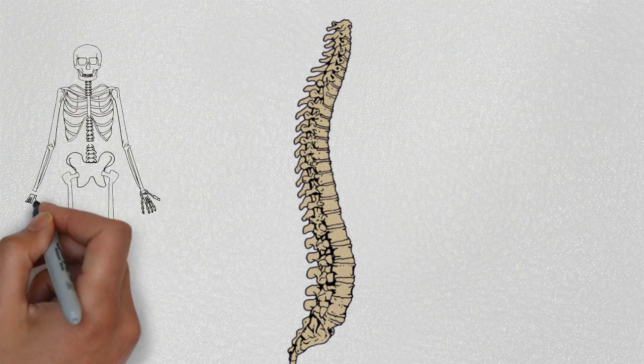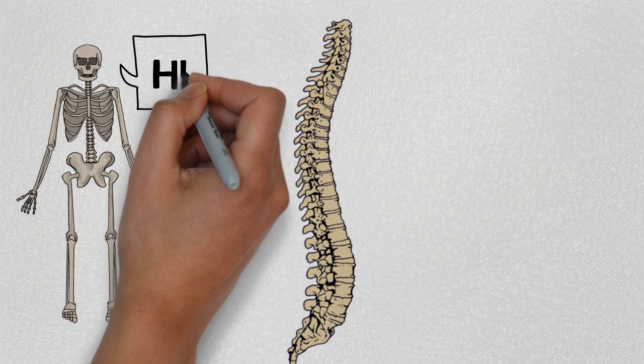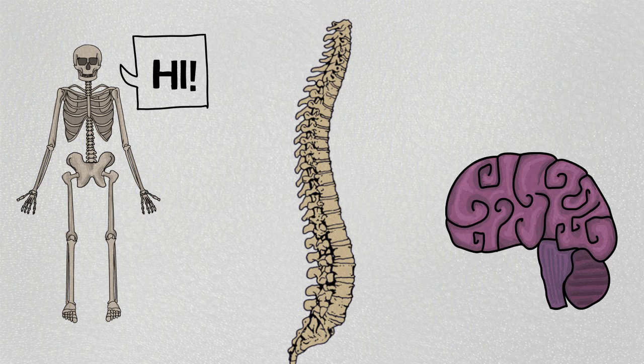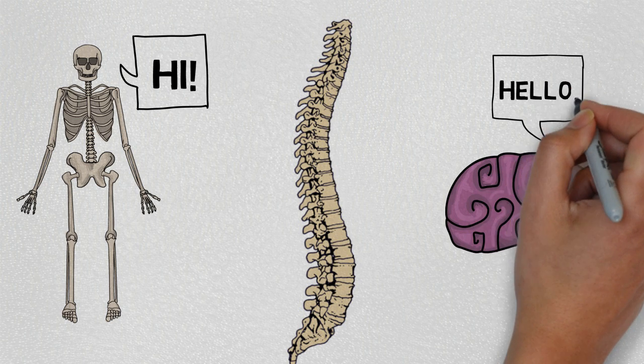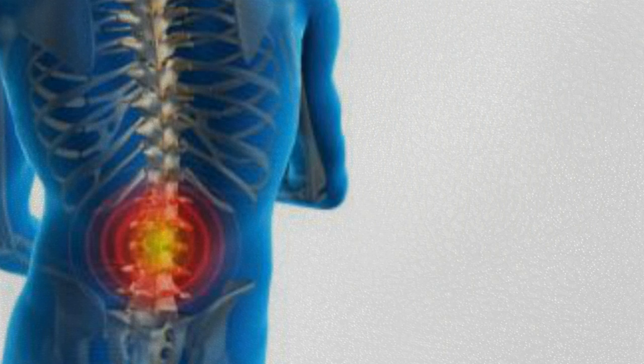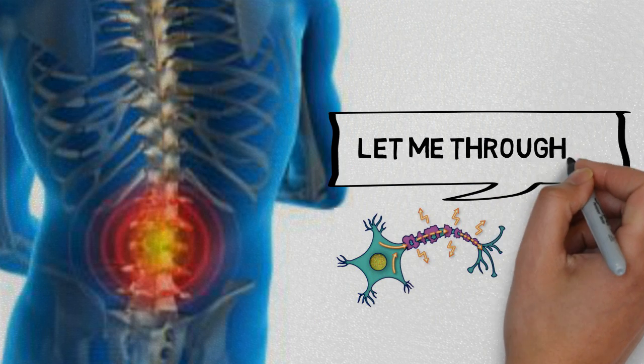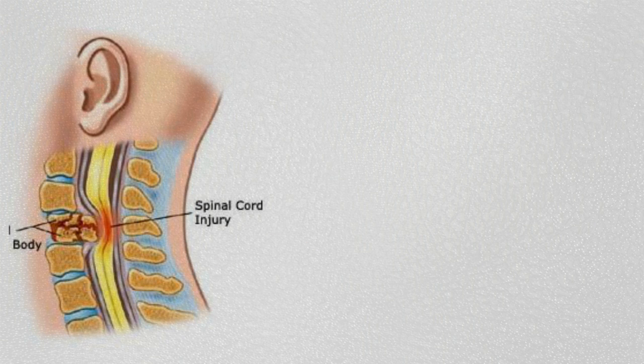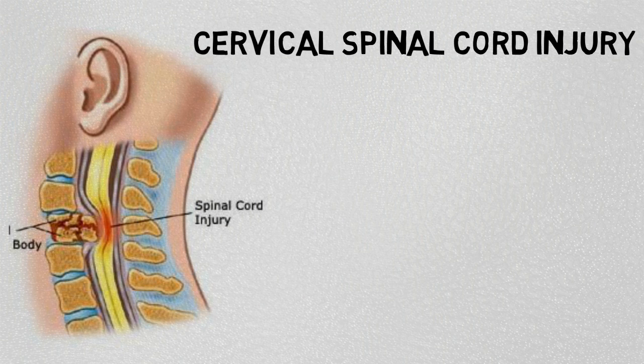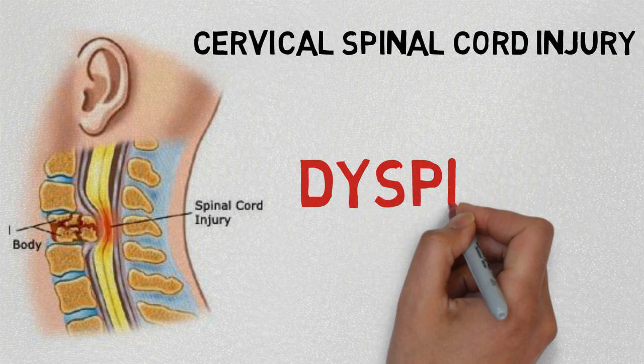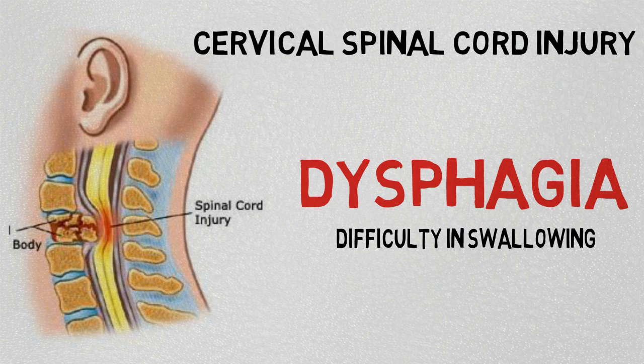Our third lesson was about the spinal cord. Our spinal cord is important for the communication between your body and your brain. If a part of your spinal cord is injured, nerve impulses cannot get through and it may result in paralysis. One of the most common injuries an SLP may encounter is cervical spinal cord injury causing dysphagia, which is difficulty in swallowing.